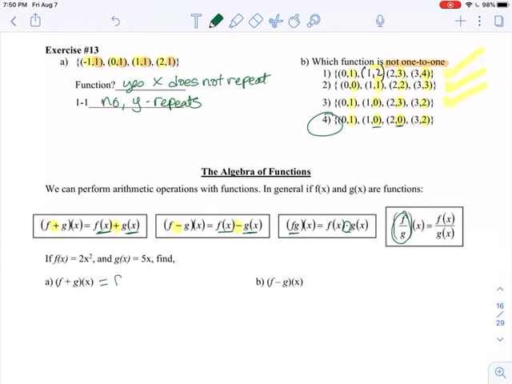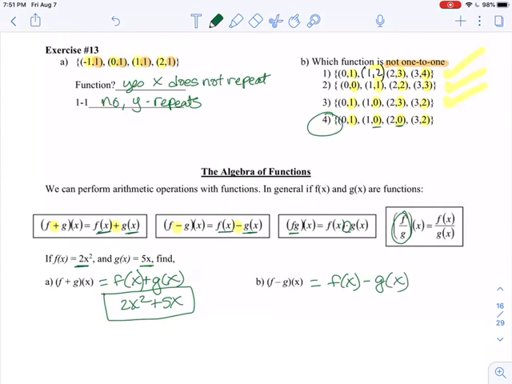Well, f plus g of x equals f of x plus g of x. So I'm just going to take them and add them. F of x is 2x squared. G of x is 5x. I can't combine those because they have different exponents. They are not like terms. That's it. That's my answer. F minus g of x equals f of x minus g of x. So I'm going to take f of x, which is 2x squared, and g of x, which is 5x, and subtract them. And that's my answer.